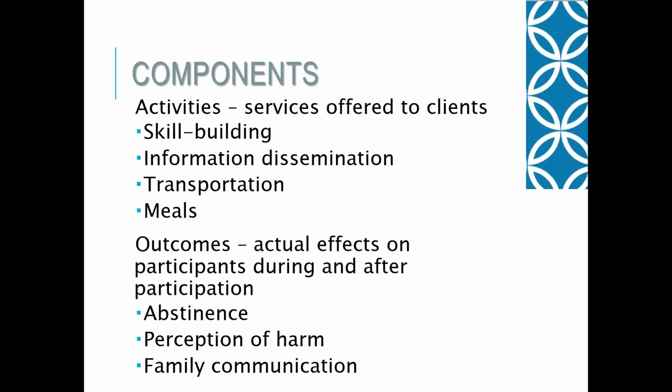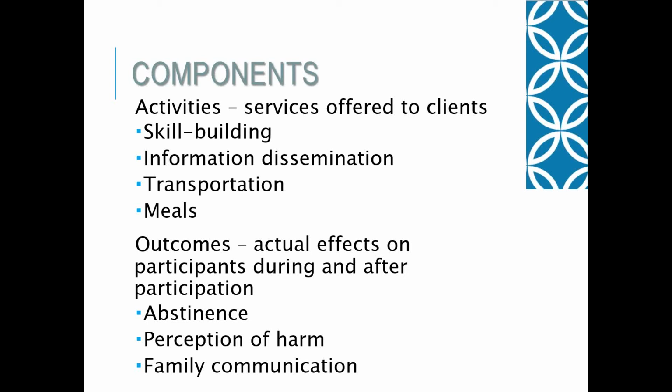If you could back up really quickly. Thank you. The other thing to think about is outcomes. So what are the effects on our participants that we expect to see before and after participation? This is usually the primary thing that we think about when we're selecting a program. Are we expecting that they're going to be abstaining from some negative health behavior? Do we want to see changes in perception of harm, for example? Do we want to change family communication? What are those things? Why did we select the program in the first place? Because we wanted to see these outcomes. So really being specific about those outcomes is very important in terms of evaluation.